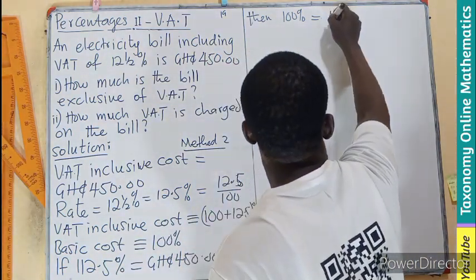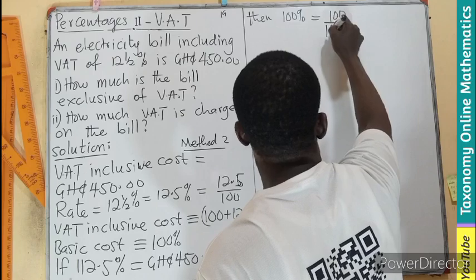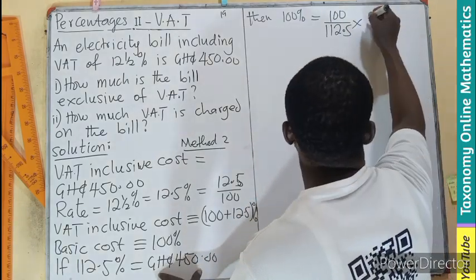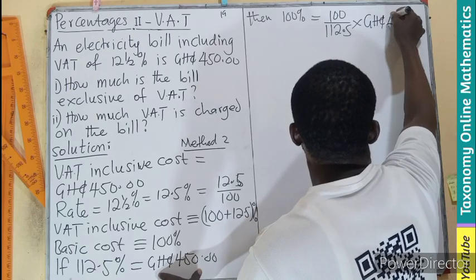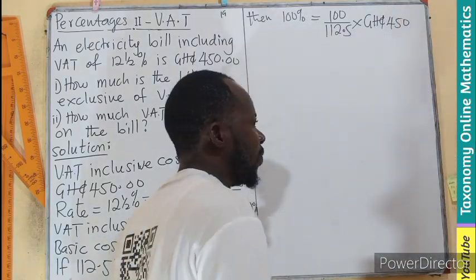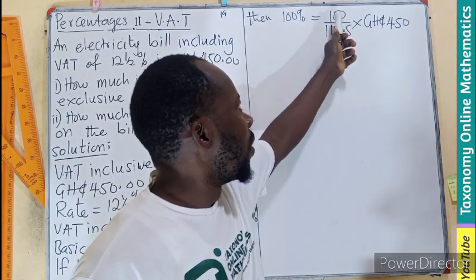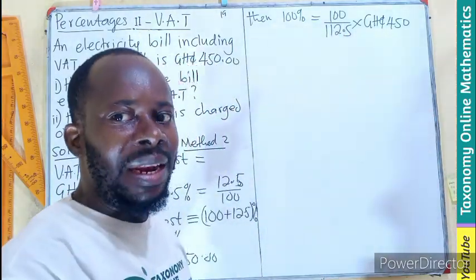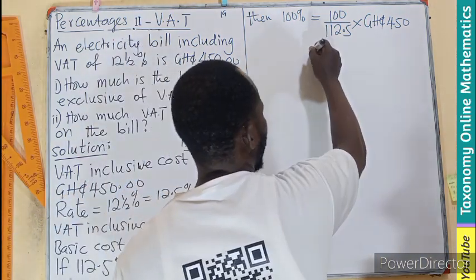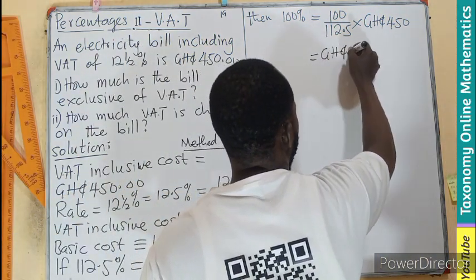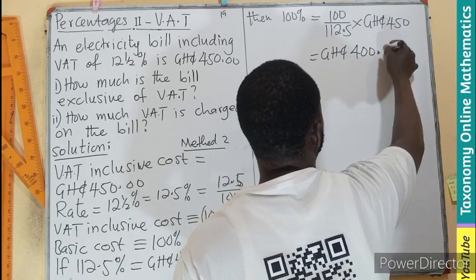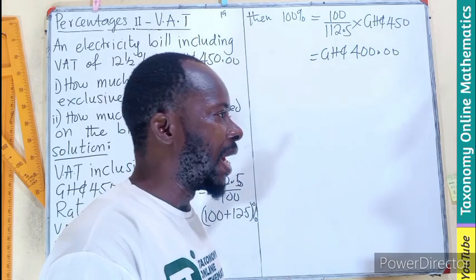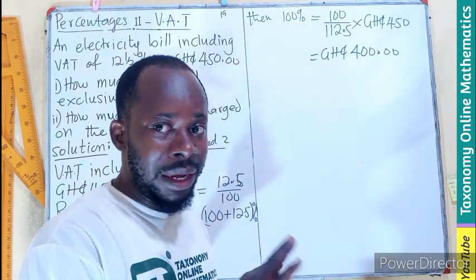So I'll be having 100% over 112.5% times the value we have here, which is 450. If you check from the first calculation, it was 100 times 450, which is 45,000, divided by the 112.5. So without doing any math cancellation, I can say that my value will just give me what? 400 cedis. Just using percentage proportion, we can get the answer without remembering the formula to use.